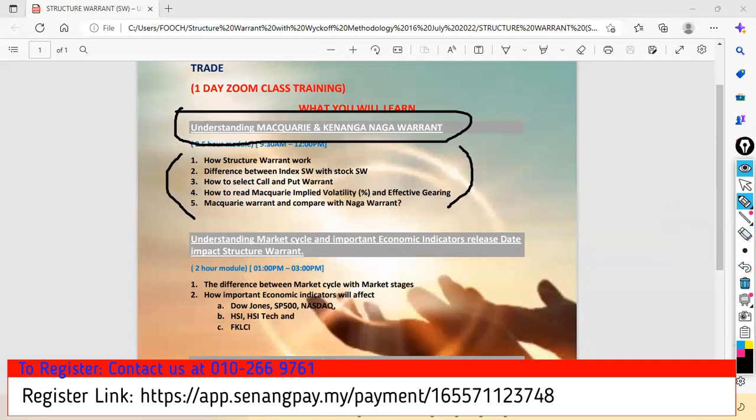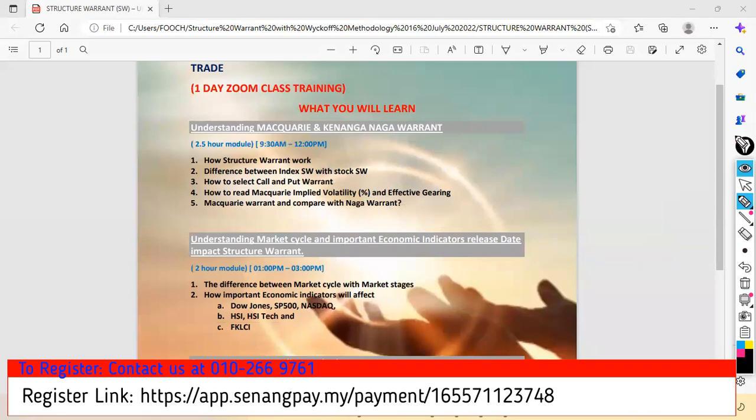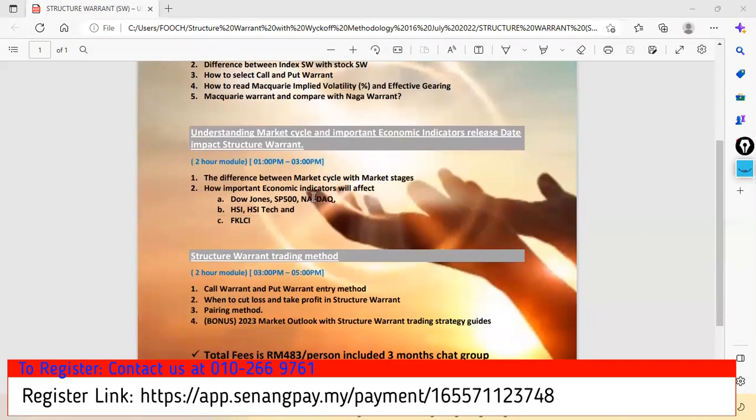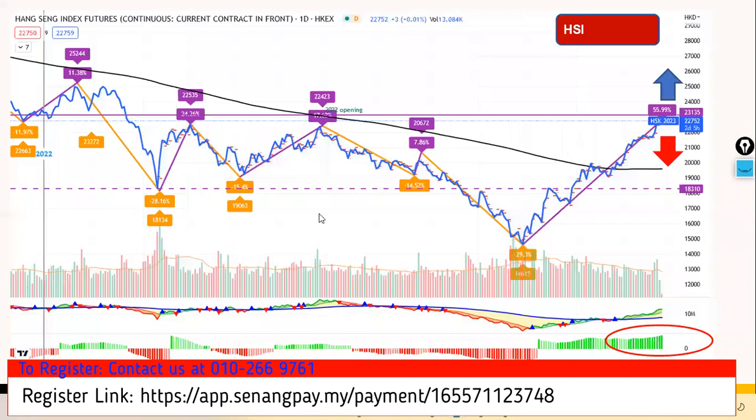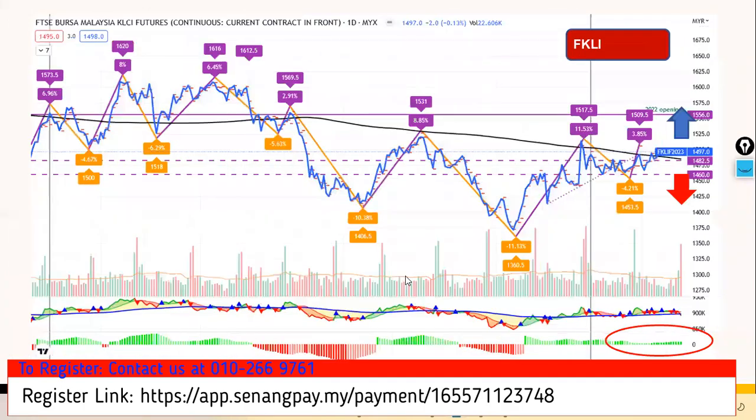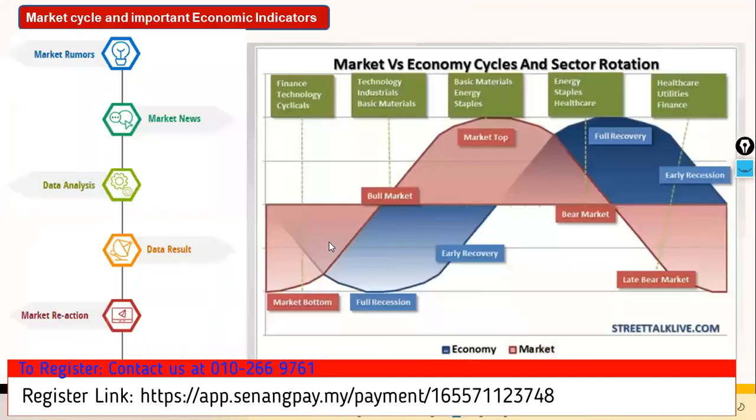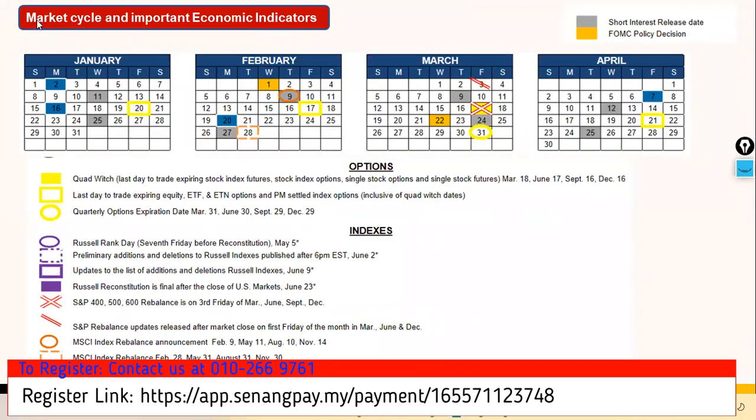Then after that, in the same class, we will go into how to differentiate the market cycle and the market stages. Market cycle is actually different from market stages. Market stages, as you have learned, go from stage 1, stage 2, stage 3. Market cycle is something like this. I put the slide aside here and make it a little bit more advanced.